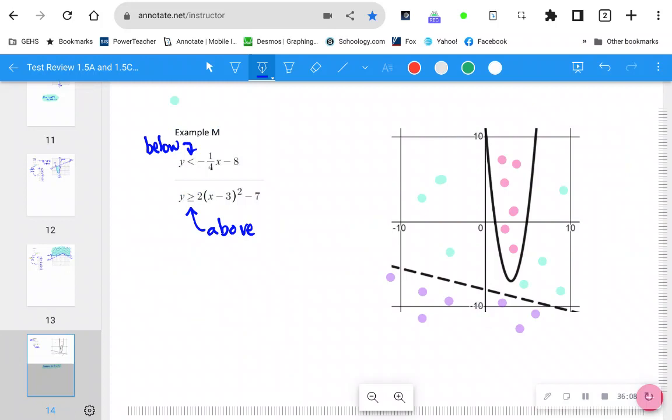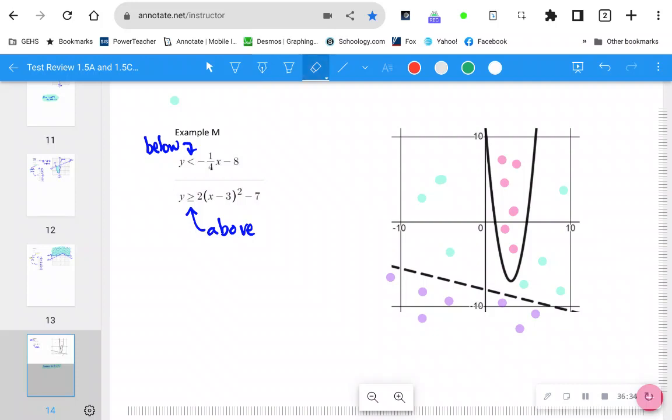And then I've got a parabola, and it's already graphed here, but you're supposed to be above that one. So if you think about the pink ones, they're above the parabola, but they're not below the other one. And the purple ones are below the dashed line, but they're not above the parabola. And the green ones just simply don't qualify.